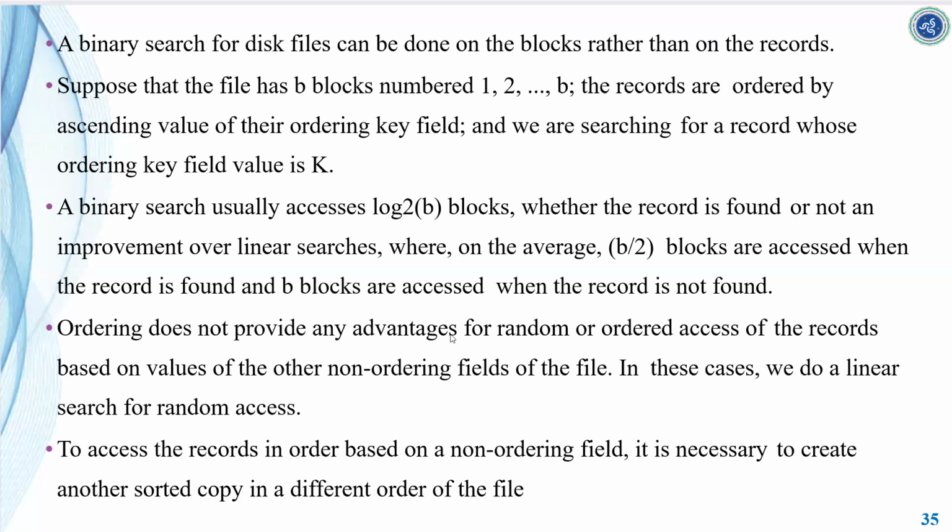Ordering does not provide any advantage for random or ordered access based on the values of the other non-ordering fields. In this case, we need to do a linear search for random access. To access the records in order based upon the non-ordering fields, it is necessary to create another copy of the file in a different order.